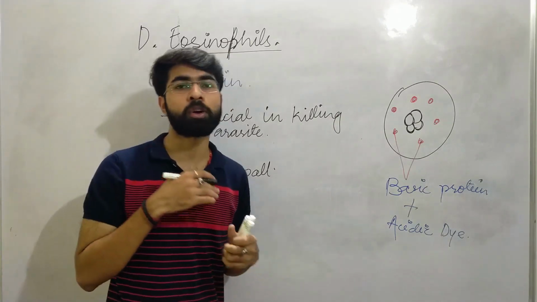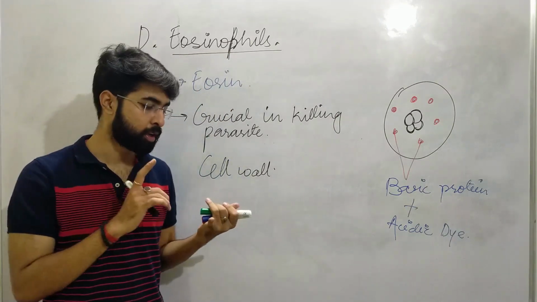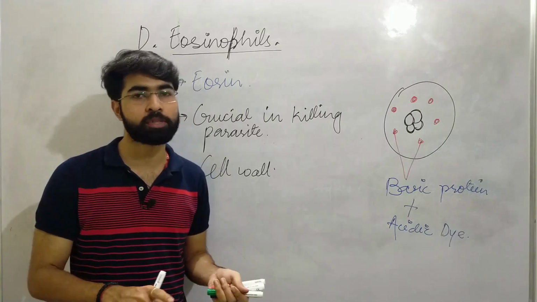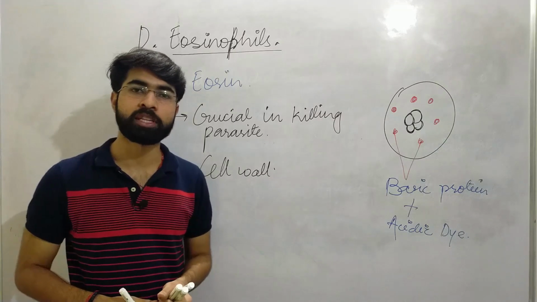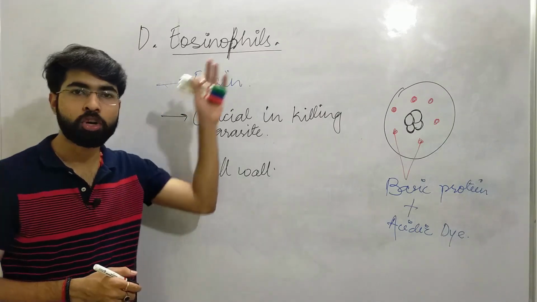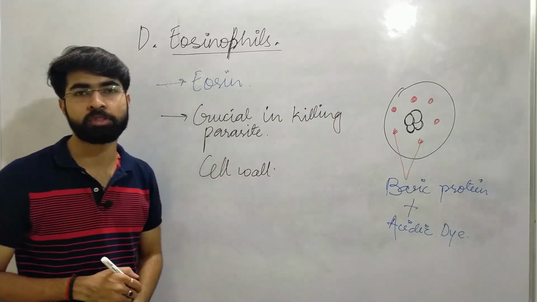So this was all about the 4 different types of granulocytes that we have studied. The first was neutrophils, then mast cells, basophils, and the last one is eosinophils. Okay, so this was an overview of the granulocytes.